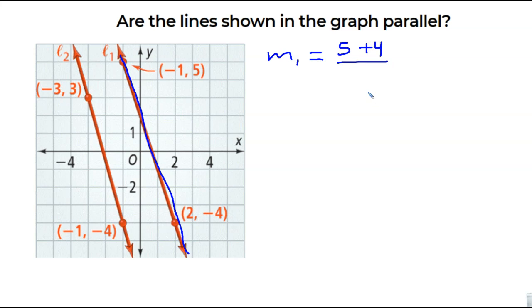All right, over in the same order, x minus x. So we have negative 1 minus 2. So we have a 9 over negative 3, which will reduce down to just a negative 3 for a slope.